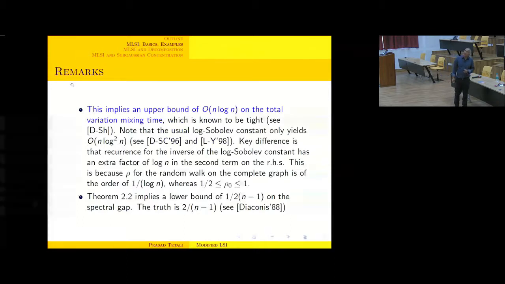And so this gives the n log n for the shuffle, and I just wanted to say the same thing, of course, works for spectral gap, but it's off by a factor of 2 or 4. The correct spectral gap bound was identified in this little book by Diaconis, but I think it's the work of Diaconis and Shahshahani. 2 over n minus. Okay.